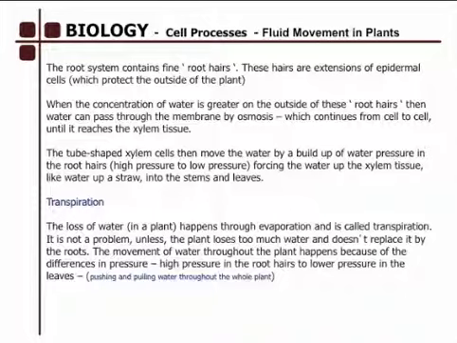We're going to look at the movement of fluids in plants in our next video.